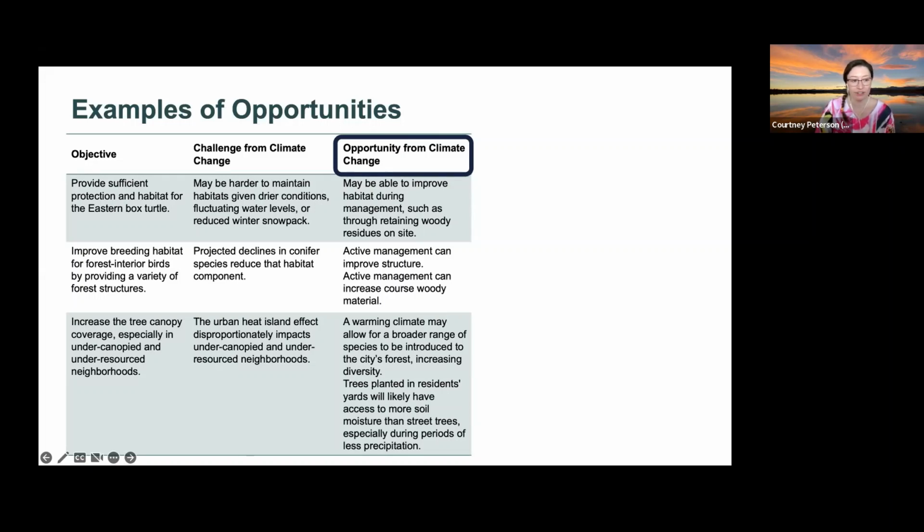And then finally, for the urban tree canopy coverage, 2 different climate opportunities may be that a warming climate may allow for a broader range of species to be introduced to the city's forest, really increasing that urban canopy diversity. And trees planted in residents' yards will likely have access to more soil moisture than street trees, especially during periods of less precipitation and drought.